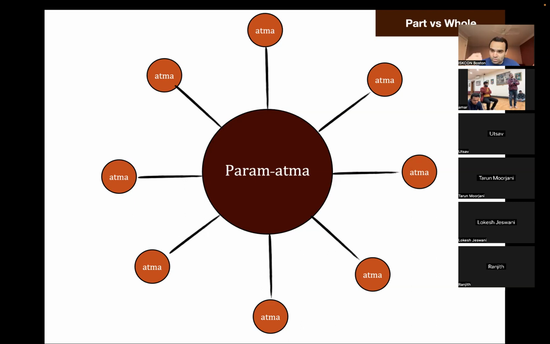So yeah, you are connected to God. I am connected. The animals are also connected. The trees are connected to God. Everyone has a relationship with God. All Atmas are related to God. So in that sense, how are we related to each other?